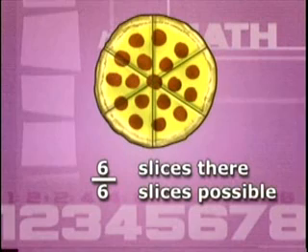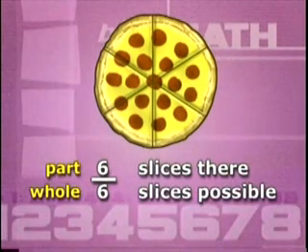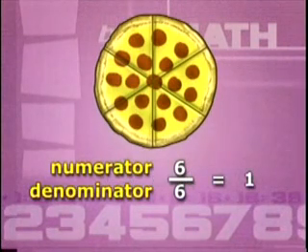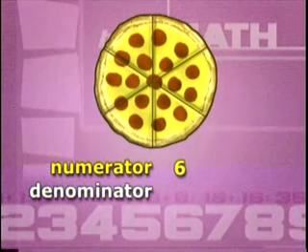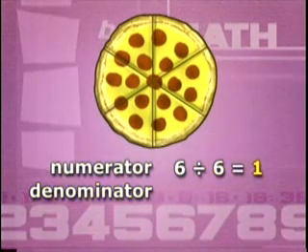Okay, you've got a pizza with all 6 slices there. So the part and the whole are the same. That means the value of the fraction is 1, because the numerator and the denominator are the same. You can divide the numerator, 6, by the denominator, 6, to get 1.